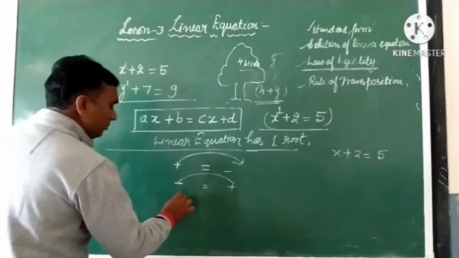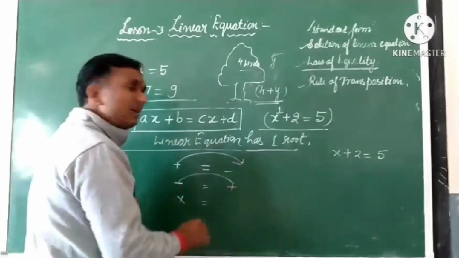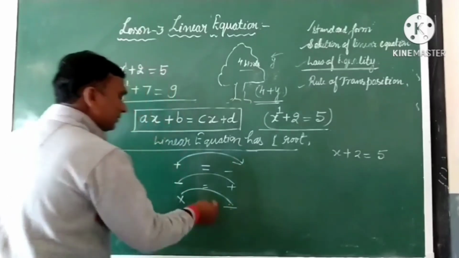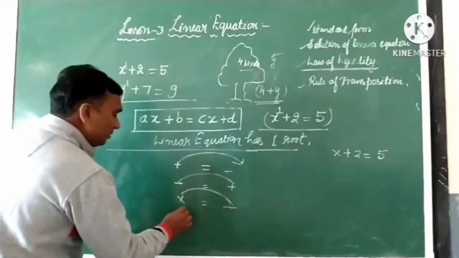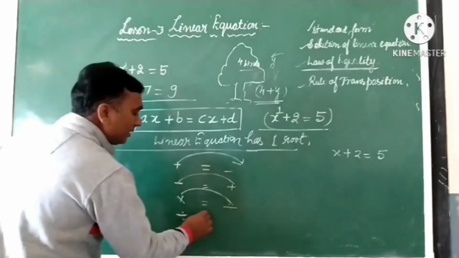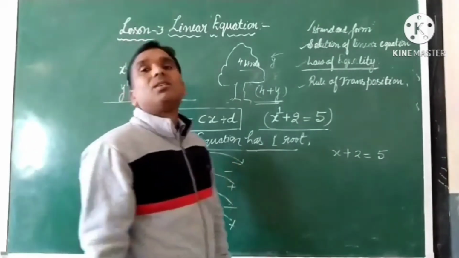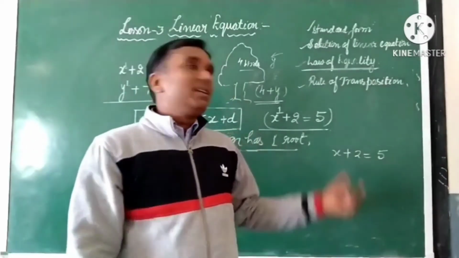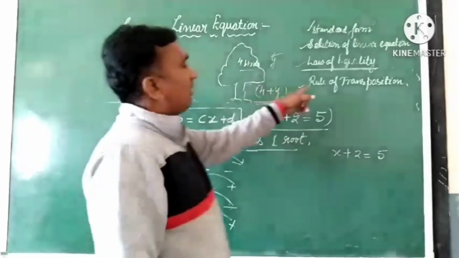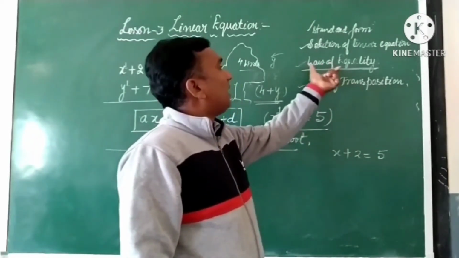And if there is a multiplication symbol and it goes to the right side, it will be divide. And just the opposite of this, if there is a division symbol and it goes to the right side, it will be multiplied. Understood? So like this, you can solve any linear equation with the help of the rule of transposition or law of equality.